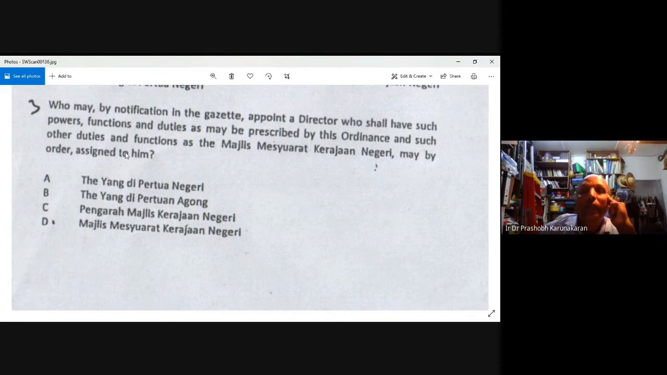The final say is by the Yang di-Pertua Negeri. So the letter of offer for the EIU boss should be from the Yang di-Pertua Negeri. Okay, it's not from Majlis Mesyuarat Negeri. It should be from the Yang di-Pertua. So I think the answer should be Yang di-Pertua Negeri here.